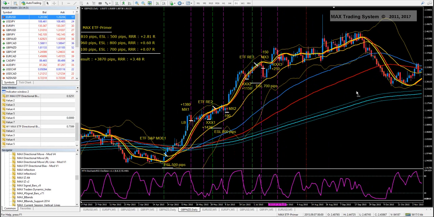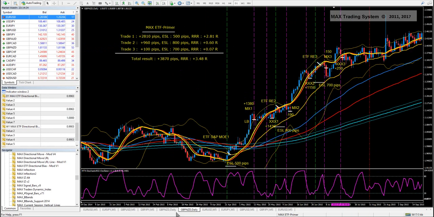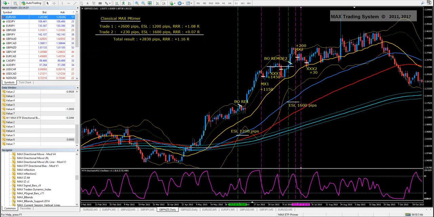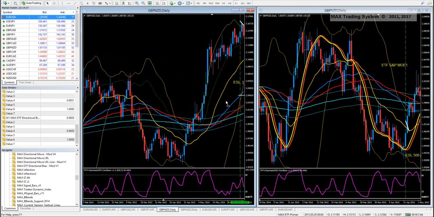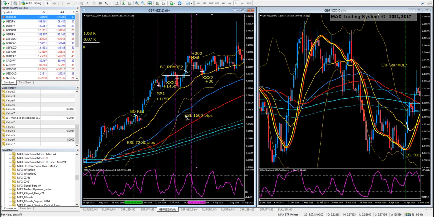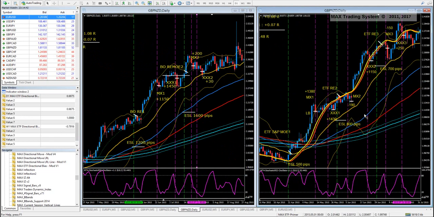So this was the example Chris has just shown, and I can show them now side by side just to compare the entries in the daily time frames, with the Max classical primer and the Max ETF primer. So many more opportunities and larger movement most of the time. So this was for the daily time frame, and with the daily time frame we have really a very high winning rate and nice reward to risk ratio.